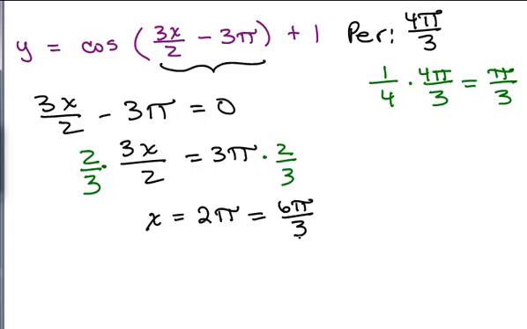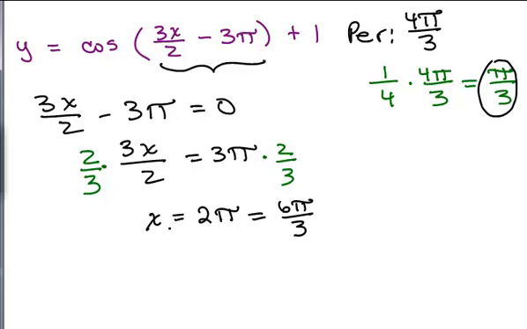The reason I'm writing it that way is because when I add a fourth of the period, I'm going to have to add pi over 3. So I might want to keep it as 6 pi over 3, so I have the same denominator as I have over here. But it's still really the number 2 pi, whether you write it as 6 pi over 3 or 2 pi.